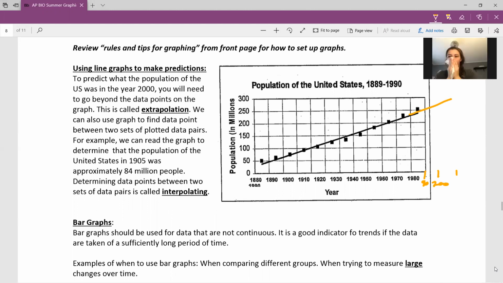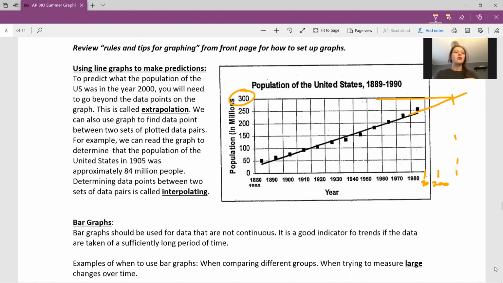Now, you'd need a ruler to do this right. You'd have to take some measurements. But we'd be someplace right about here, which would be just under 300 million if that trend were followed. That's extrapolating.